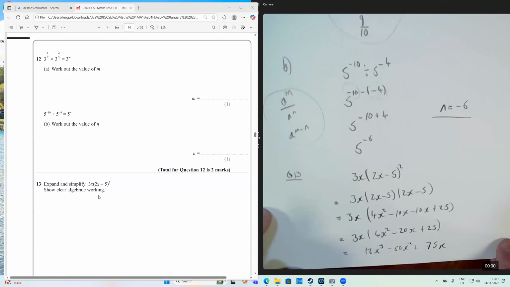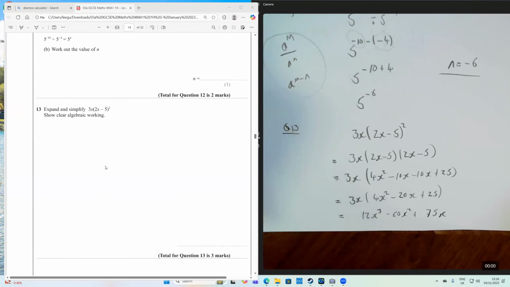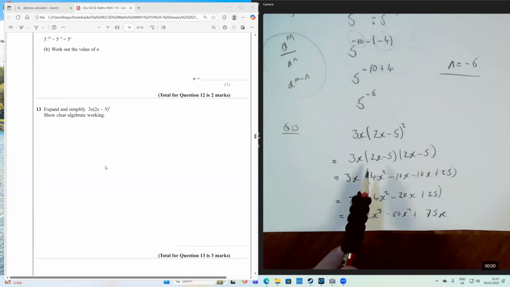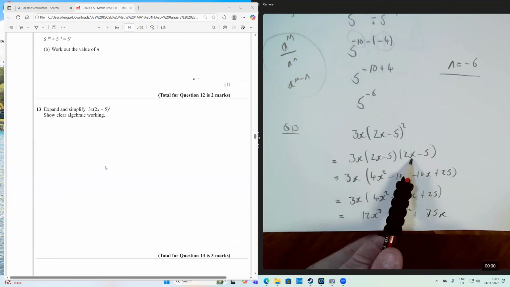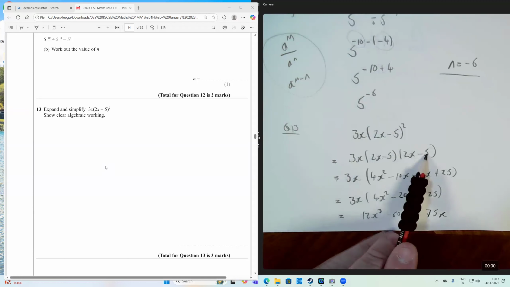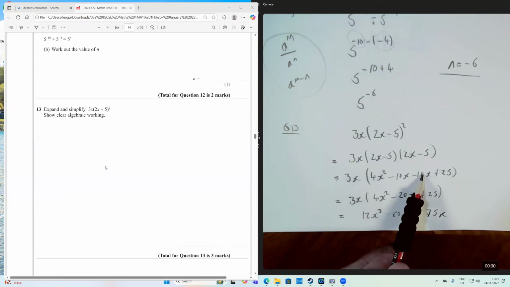So that's question 12. Question 13, nice little one here for 3 marks. Expand that. Now that's really nice. So first of all, we expand 2x minus 5 all squared. And remember, this means 2x minus 5 times by 2x minus 5. So we're going to go that one times that one is 4x squared. That one times that one is 2 times minus 5 is minus 10x. That one times that one is minus 5 times 2, which is also minus 10x. And that one times that one is a minus times a minus is a plus.